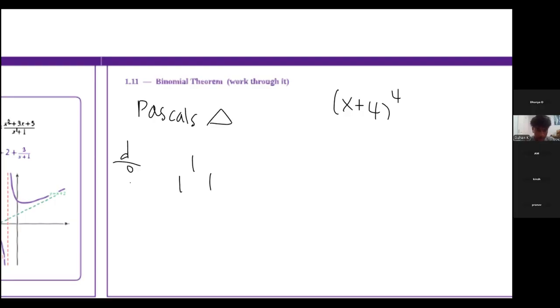So what that means is this equation could be x plus 1 to the power of 1, which is just x plus 1, right? 1 and 1. Now let's look at degree 2. Then we add 1 on both sides. And then here, we add these two terms to get what's in the middle of the two of them, which is going to be 2, and then 1.